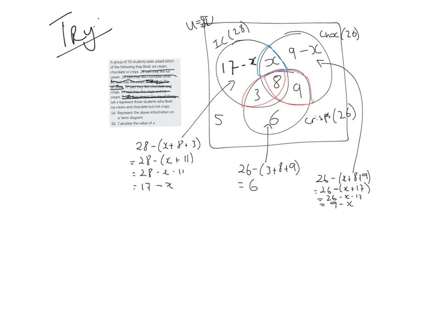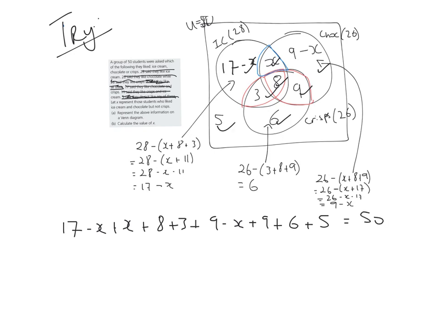So that's going to be 17 minus x plus 8 plus 3. So I've taken care of everything in my ice cream circle. Then the remainder of my chocolate circle, which is 9 minus x plus 9. And the outside of my crisp circle, which is 6, and the outside of my universe, which is 5. And that is all equal to 50.